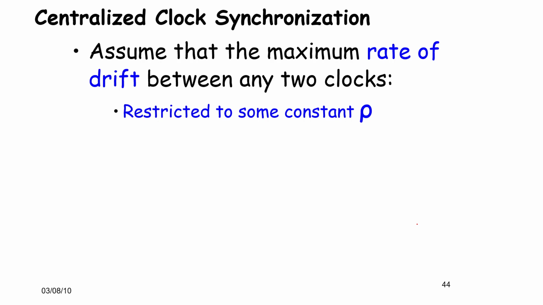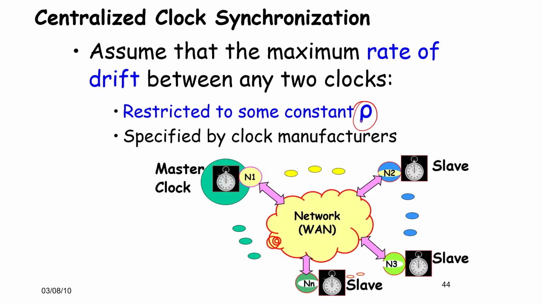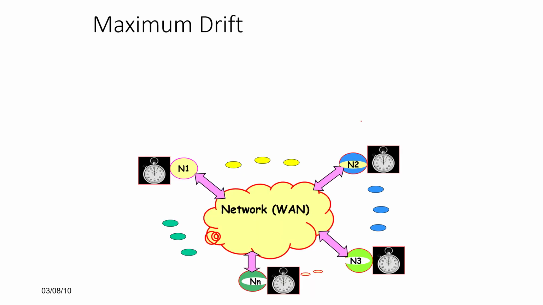So let us assume that the maximum rate of drift between any two clocks is restricted to some constant rho over here. This is something that clock manufacturers have to, in a sense, prescribe or give out. On the basis of that, we can decide our broadcast intervals.